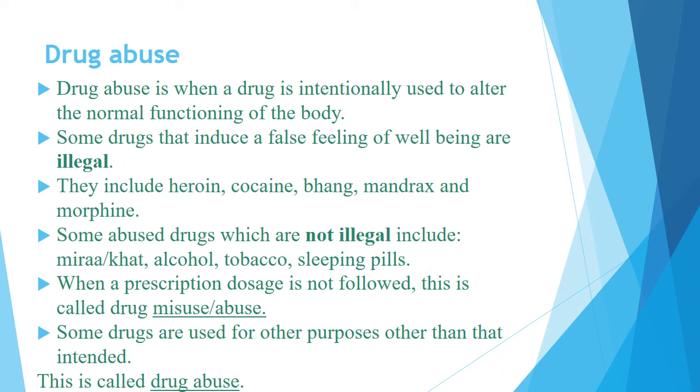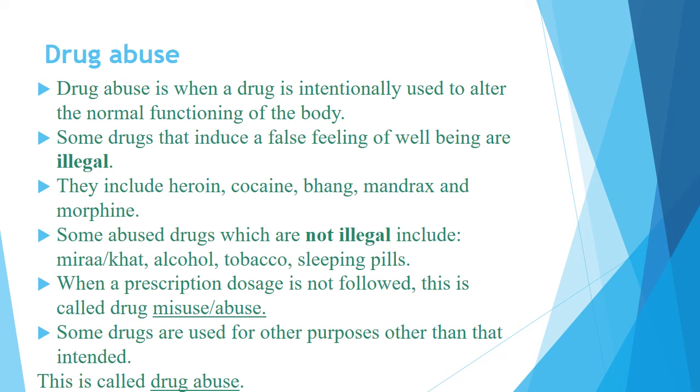As I've said, we're going to define what is drug abuse. Drug abuse is when a drug is intentionally used to alter the normal functioning of the body. So drug abuse is taking a drug for the wrong purpose or for a purpose other than the one that it is intended for. So we have some drugs that induce a false feeling of maybe strength, a false feeling of being stimulated, and those drugs are illegal. They include heroin, cocaine, bang, mandrax, and morphine.